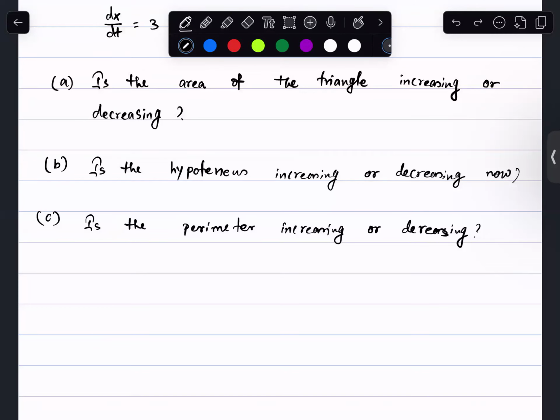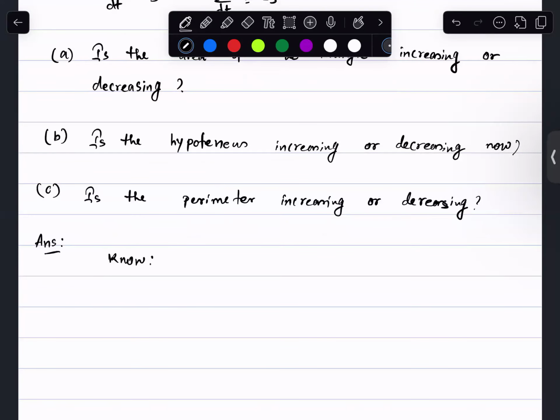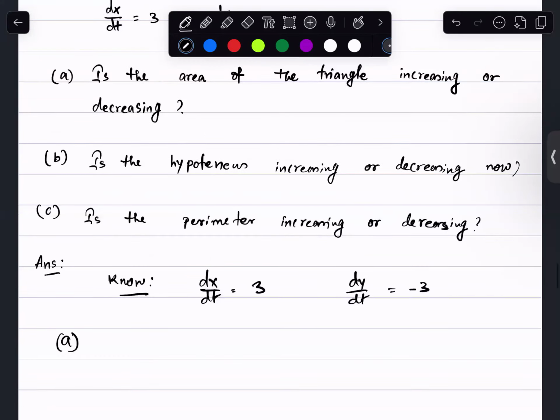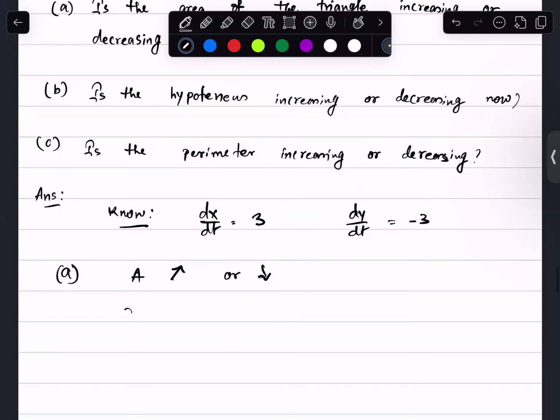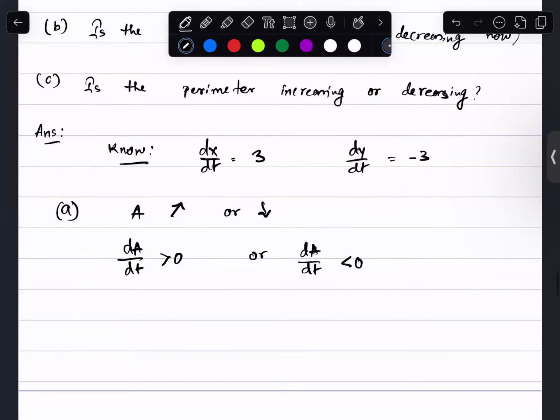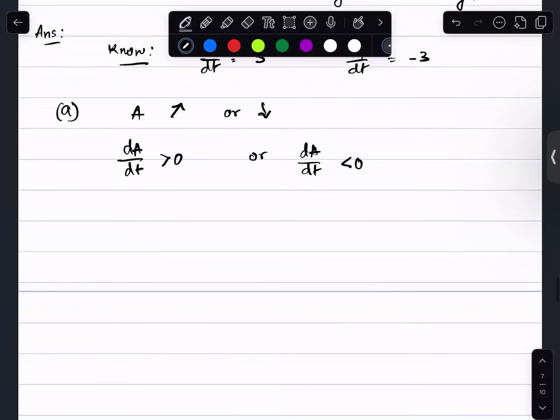So this would be a little bit of a lengthy problem, but let me start doing it and let's see where it goes. So I know that dx/dt is 3 and dy/dt is -3. Now for A, I need to figure out whether the area is increasing or decreasing, right? So that means I need to figure out whether dA/dt is bigger than 0 or less than 0. That is how we figure out whether some quantity is increasing or decreasing.